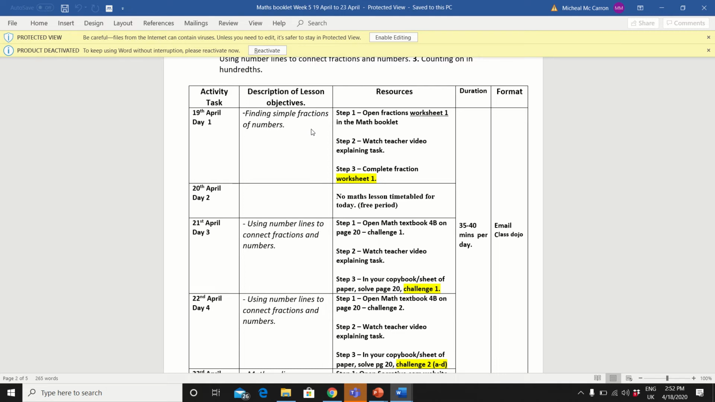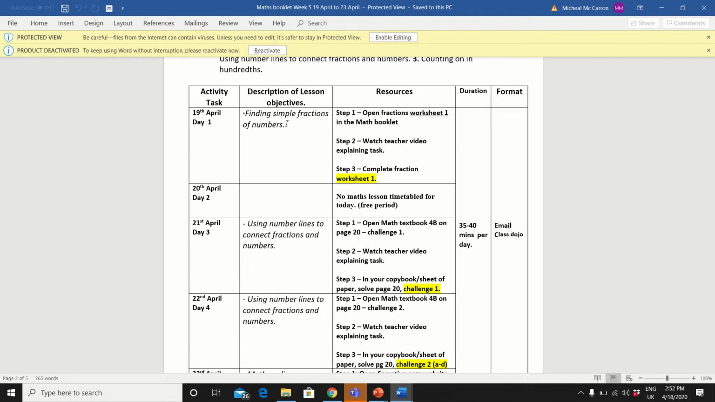So today we're going to be finding simple fractions of numbers, okay? I don't know if you remember doing fractions from term 1, but we're going to be going over that again. You'll watch me go through a PowerPoint explaining fractions again, so we can refresh it in our brains. And then we will complete worksheet 1, based on fractions.